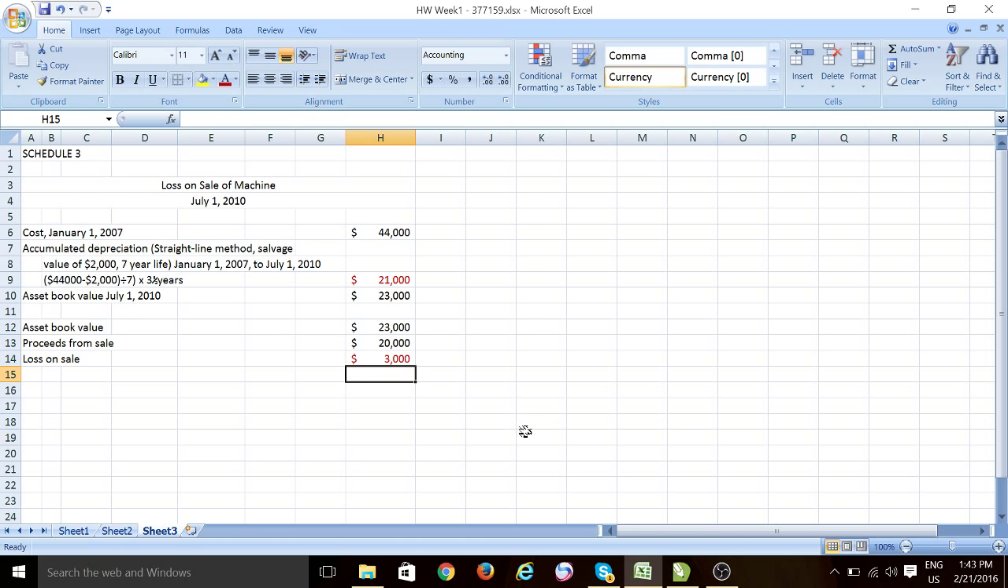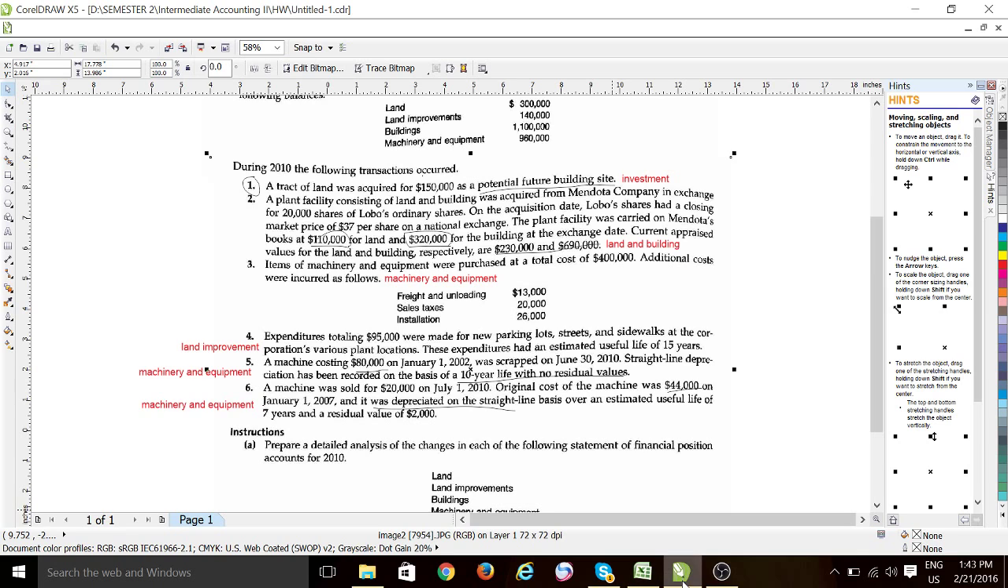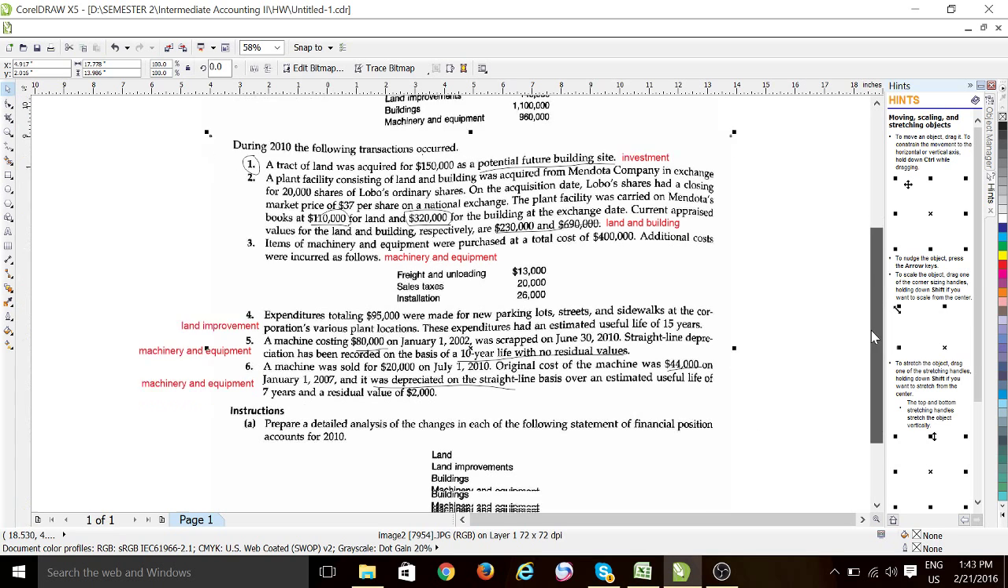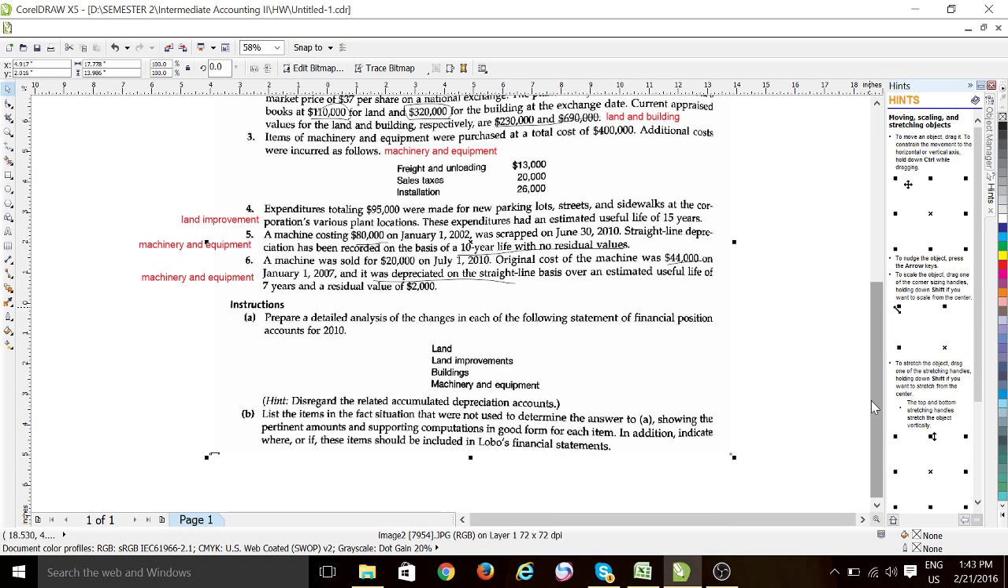So that's the answer for the second question. So we have already answered both the question for the A as well as the B instruction.